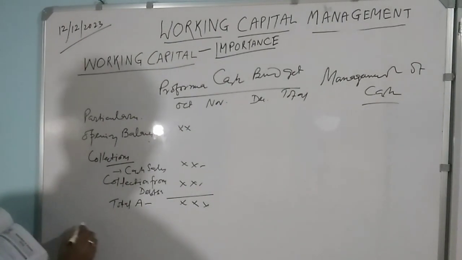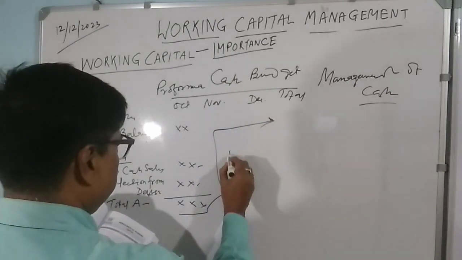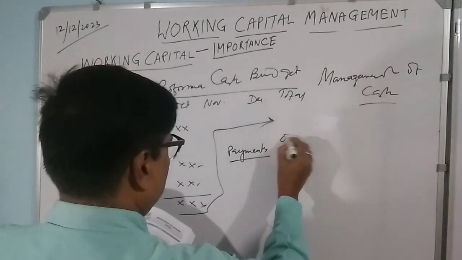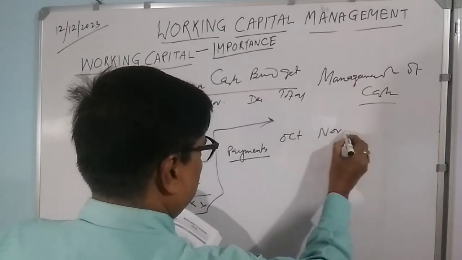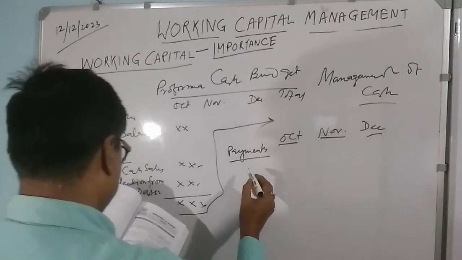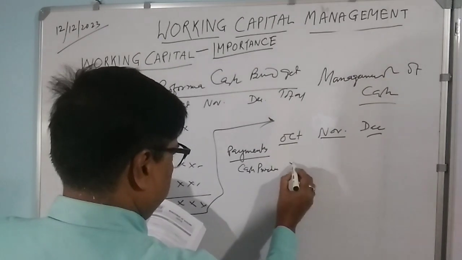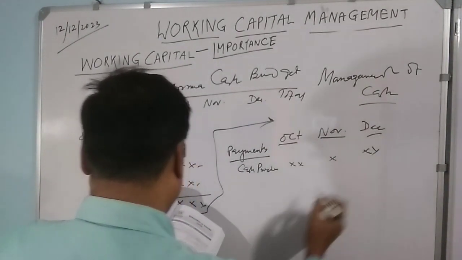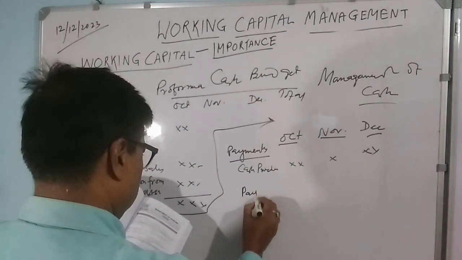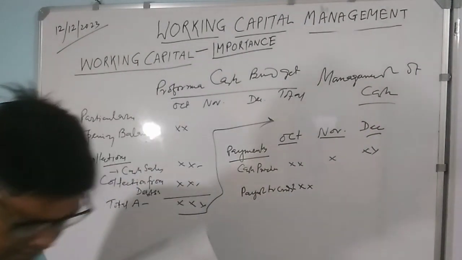Now from this, you are making payments for October, November and December. What are the payments you are making? You are making some amount for your cash purchases. You are also making some payment to creditors.